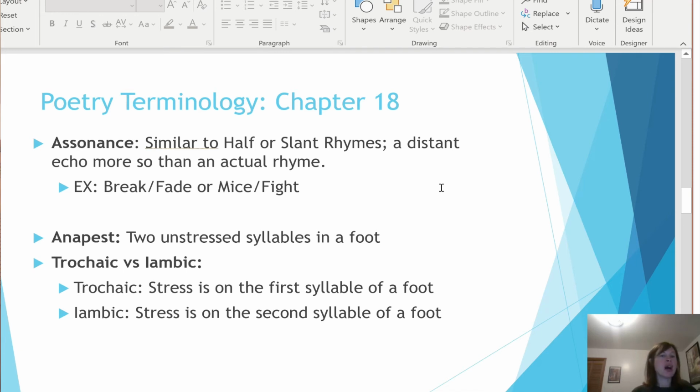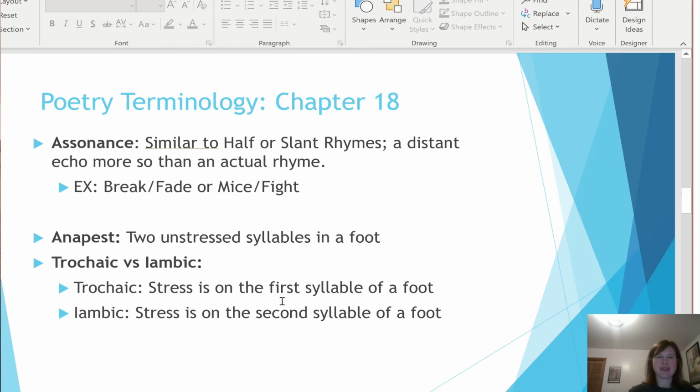Anapest is when there's two unstressed syllables in a foot. So, like with iambic, the last syllable is stressed. In anapest, there's just no stress at all. It's pretty much read. And then trochaic versus iambic. Trochaic is where stress is on the first syllable, and iambic is stress on the second syllable of a foot in poetry.